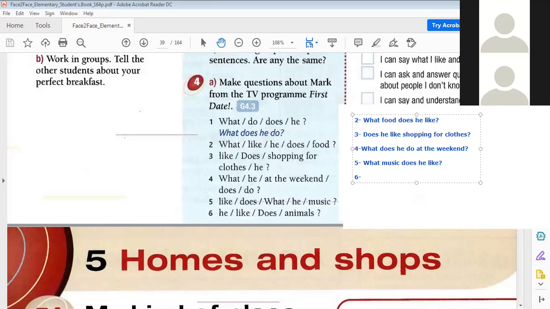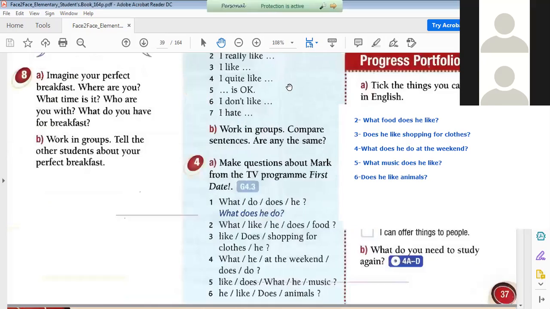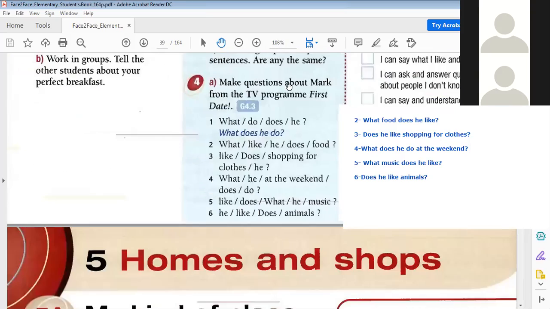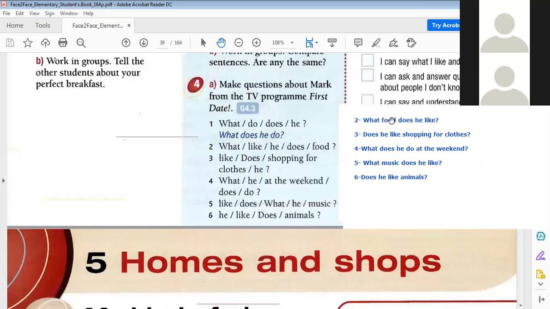Amira, can you do number 6? Does he like animals? Right. Of course, all of these questions are about Mark from the TV program. I don't know if you remember the answers. I don't think they're very important. But let's try to answer these questions, because in question 5, let me check, they want us to answer them. So it doesn't matter if our answers are right or wrong, as long as they're grammatically correct, that's okay.